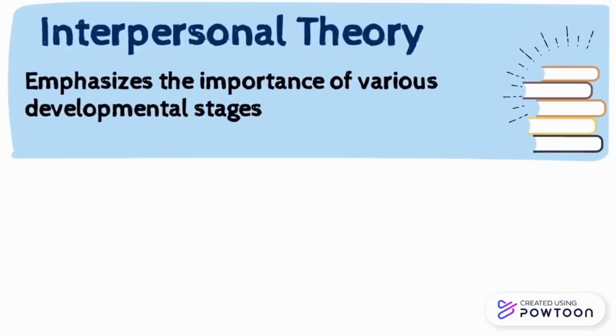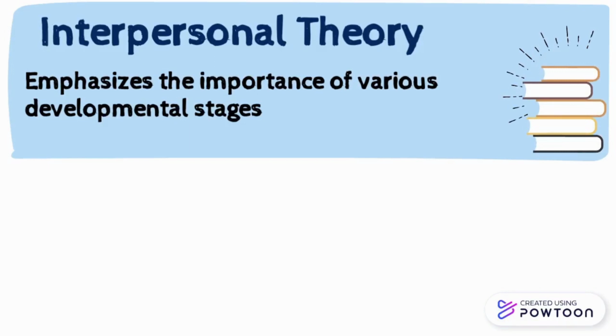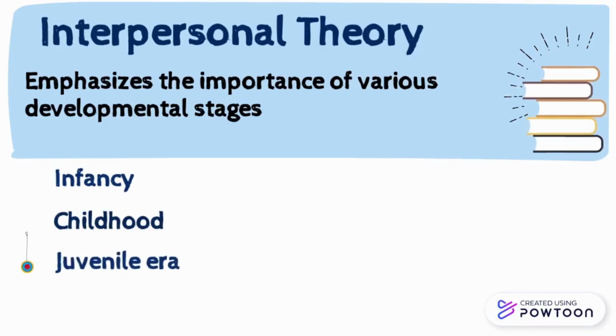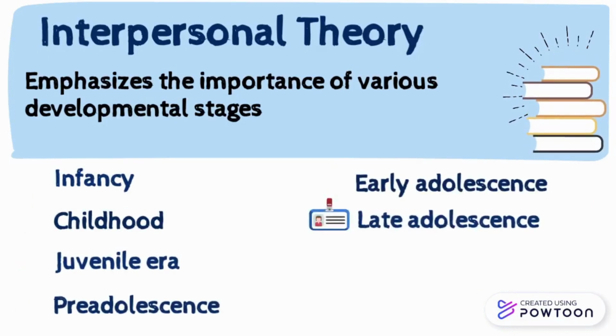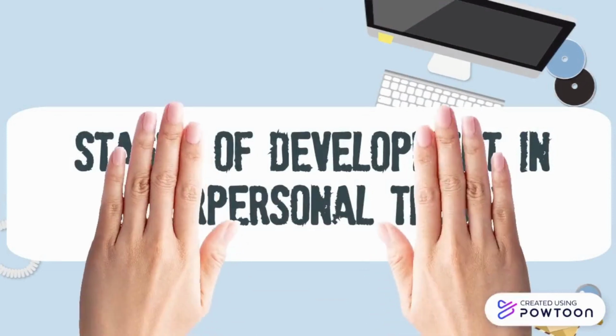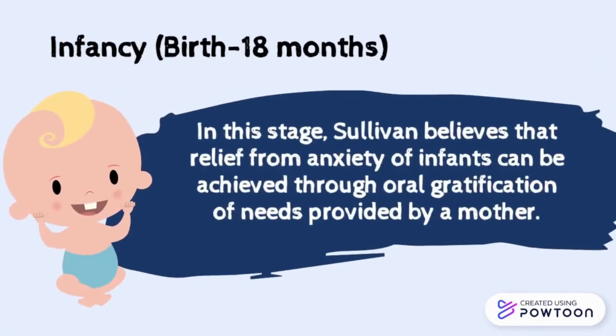Interpersonal theory emphasizes the importance of various developmental stages such as infancy, childhood, juvenile era, pre-adolescence, early adolescence, late adolescence, and adulthood. First, let's discuss the stages of development in interpersonal theory. The first stage is infancy from birth to 18 months.